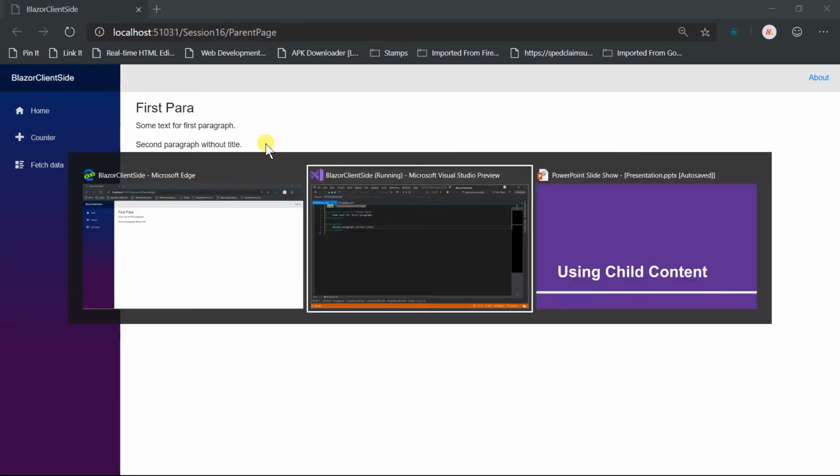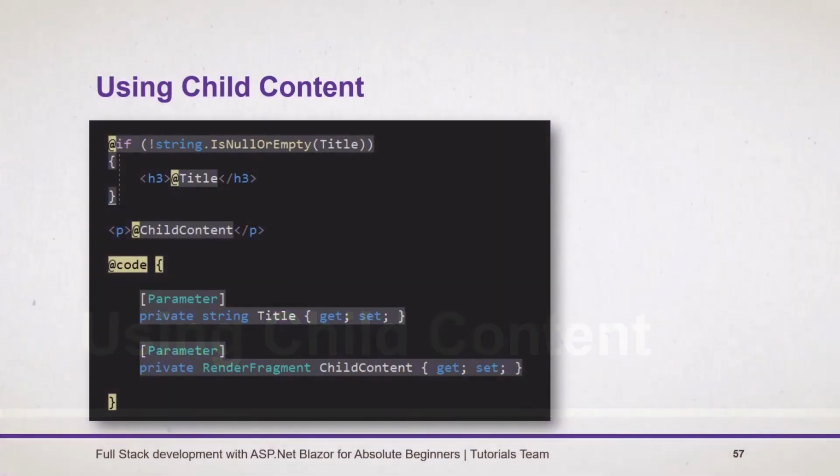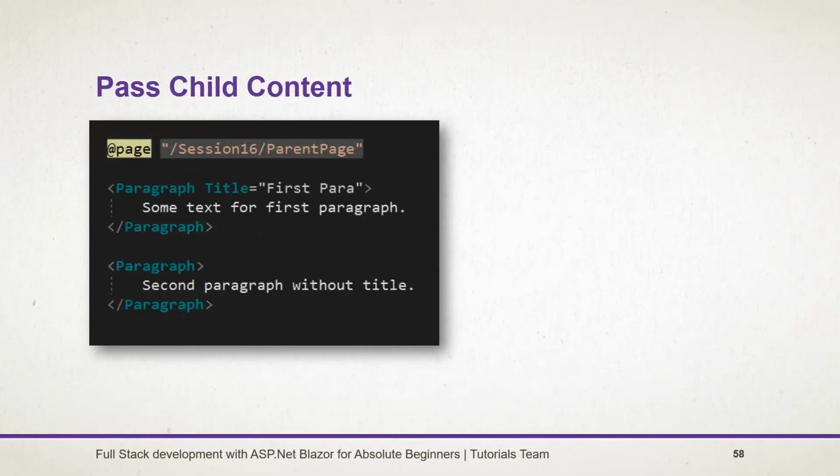Now let's see what we have learned in this session. To obtain child content from a parent component, we need to create a parameter with the name ChildContent of type RenderFragment. We will see more examples of RenderFragment in further sessions. In the parent component, contents are passed like this.